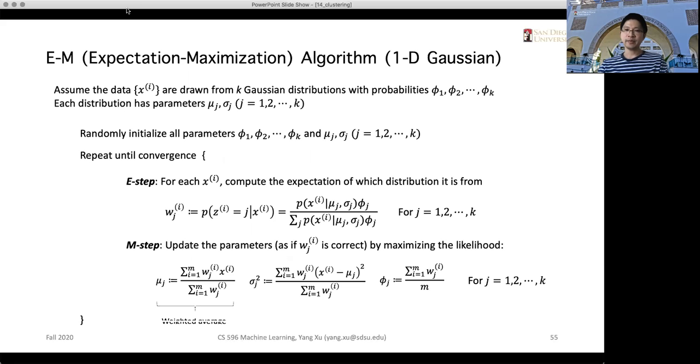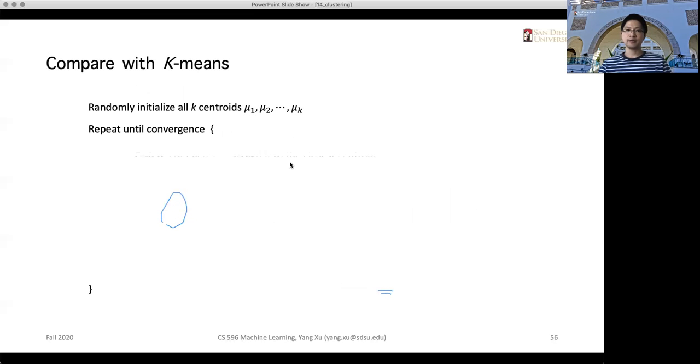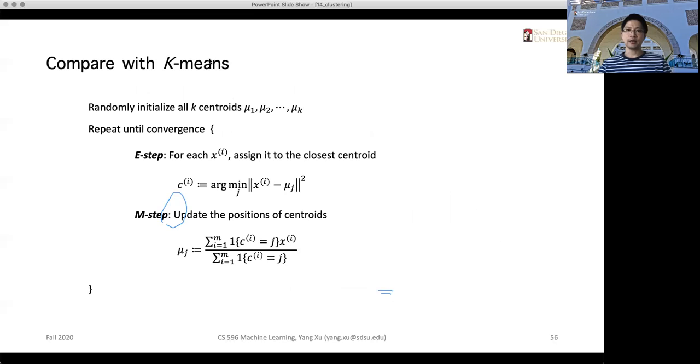in the EM method for mixture of Gaussian, all the weights are continuous values. So these W's, those posterior probabilities, are continuous, not 0 or 1. So all the mu's, sigmas, phi's, especially the phi's, have continuous values. Rather than in k-means, where they are actually discrete values, like one data point can only belong to one cluster.